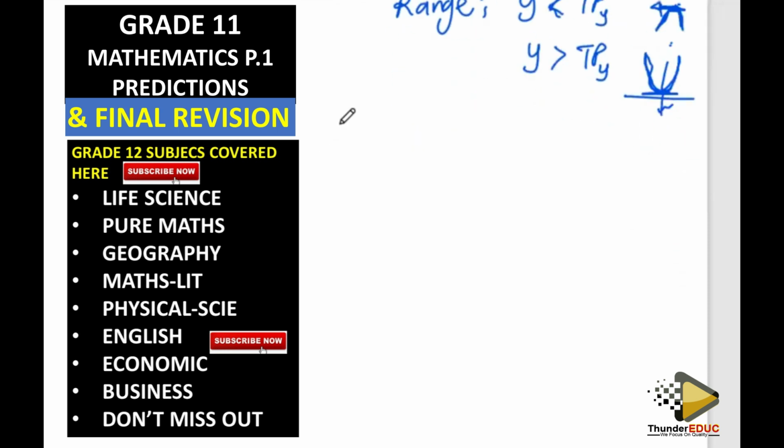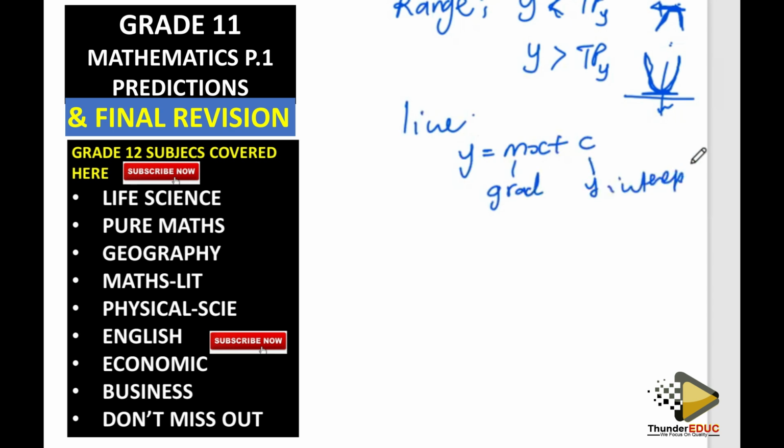Then next you have the straight line. For a straight line, we know that y is equal to mx plus c. m is the gradient, and c is the y-intercept. How do you get the gradient? From your paper 2, you say y2 minus y1 over x2 minus x1. So just get any 2 points and then do the magic.